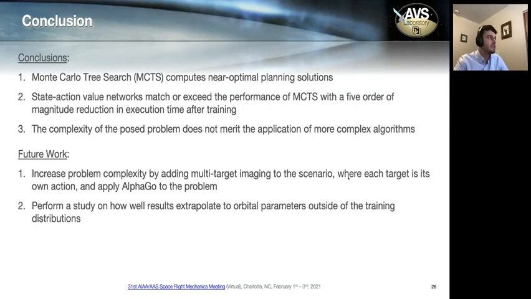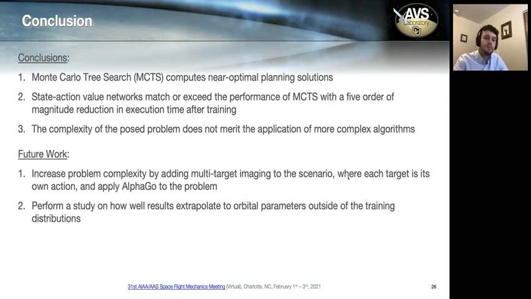So conclusions of this work: Monte Carlo tree search computes near optimal planning solutions, and state action value networks can match or exceed the performance of MCTS with a 5 order of magnitude reduction in execution time after training. We also found that the complexity of the problem does not really merit the application of more complex algorithms like AlphaGo, which we initially wanted to implement. So in future work, we're going to increase the problem complexity by adding multi-target imaging to the scenario, where each target is its own action, and we're going to apply AlphaGo to solve this.